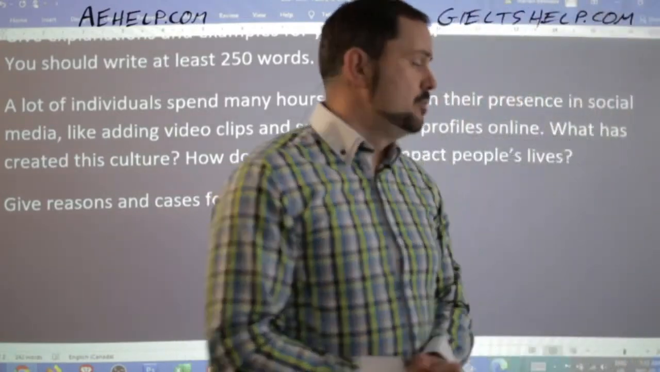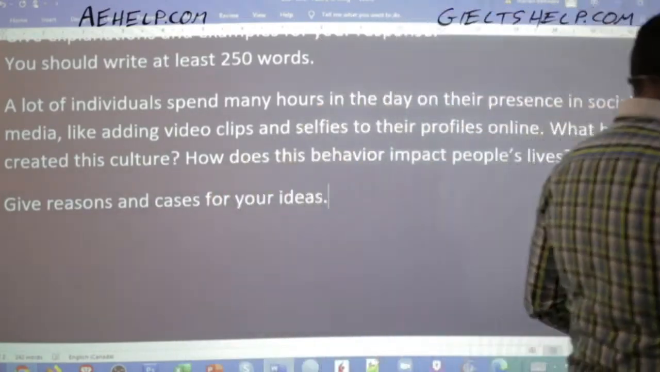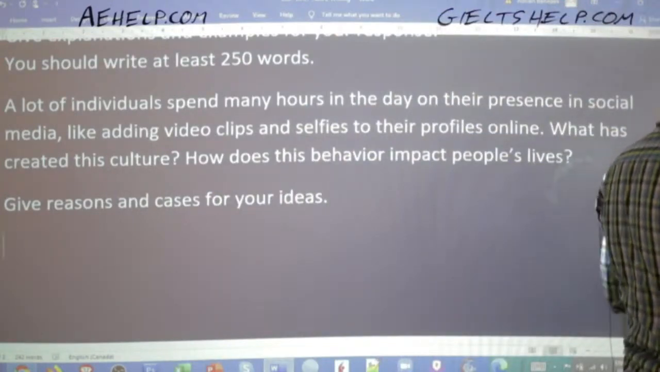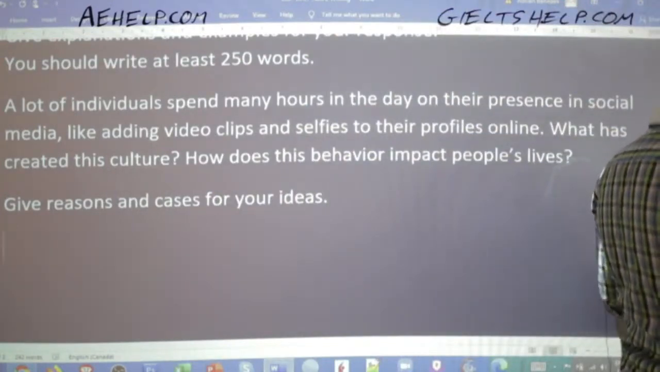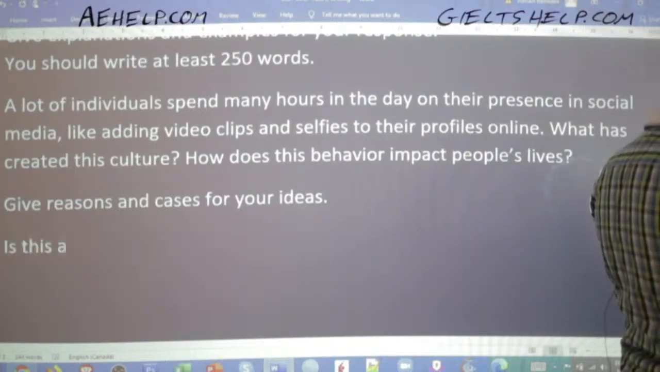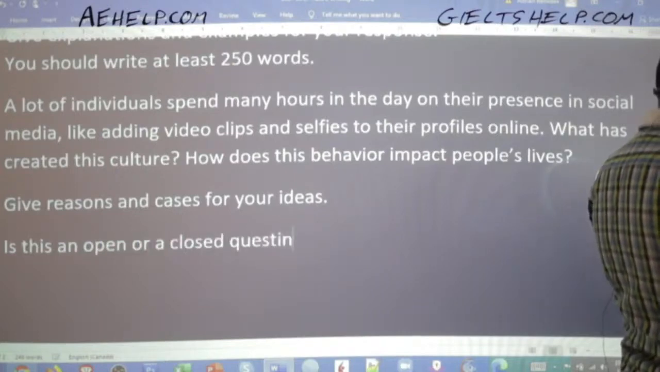Now, before I move on, I recognize a very important detail in this question. I recognize whether it's an open or a closed question. So is this an open or a closed question?